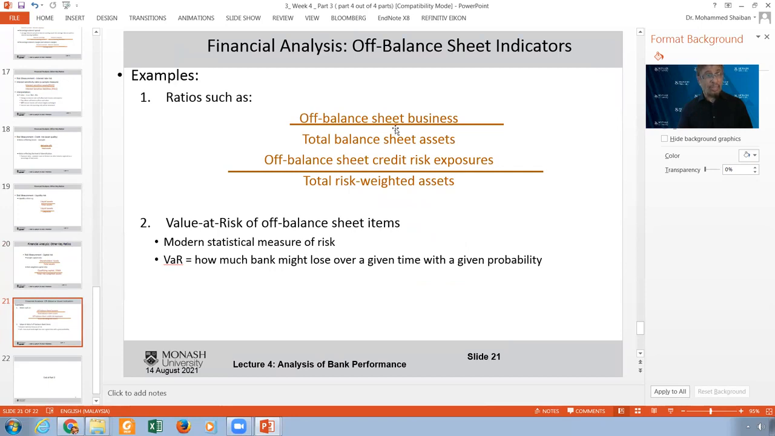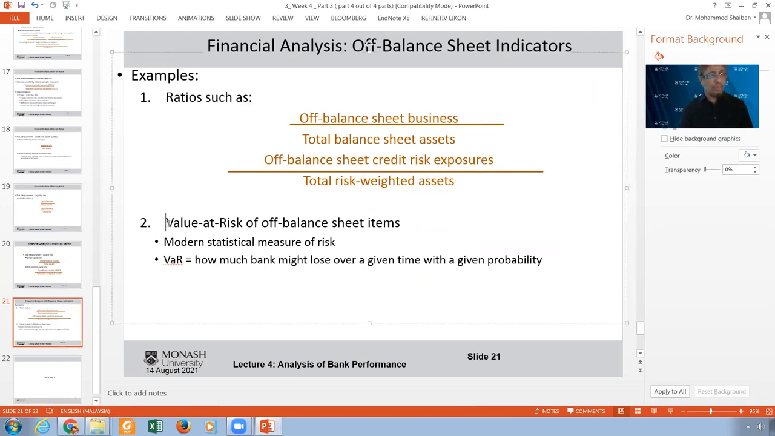Same thing with off-balance sheet business over total balance sheet. Of course, it will be 5 times. In some countries, it's 10 times, 20 times. So the more you take out of this, it depends on how you control your risk. So again, I cannot tell you the lower the better or the higher the better. I just want to tell you it depends on how you manage your risks and how your exposures are. But these are the 2 measures.